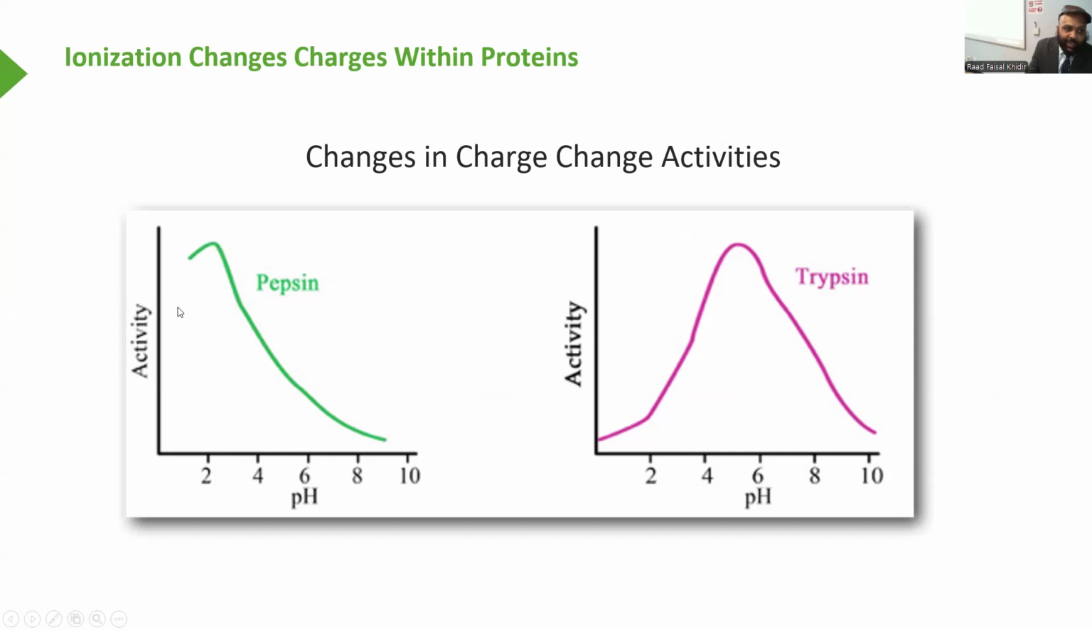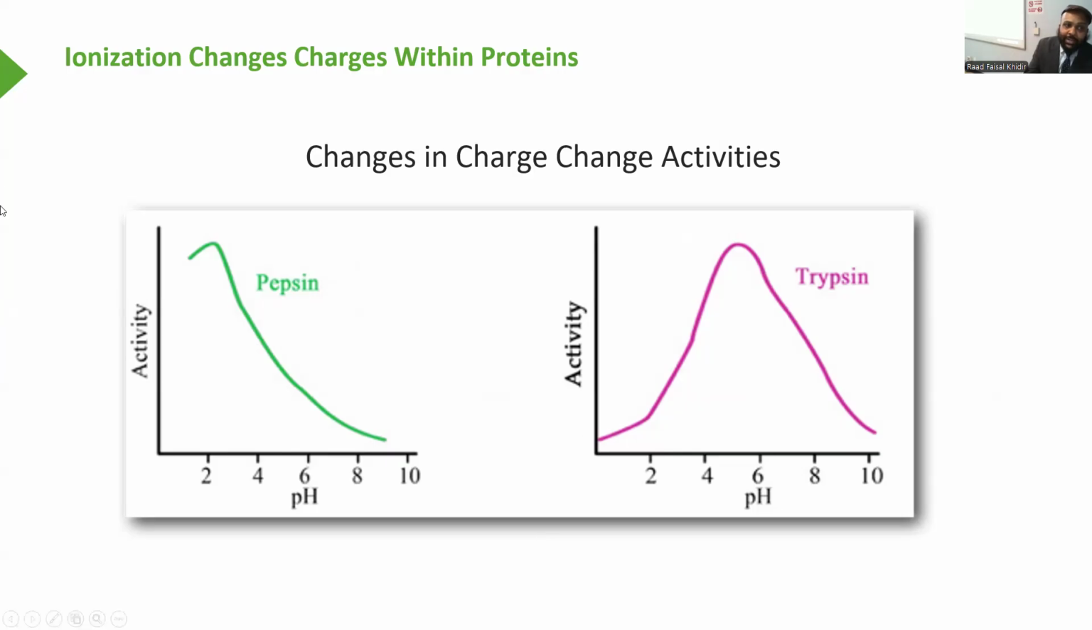So that shows you at pH 2.5 or pH 3, the activity of pepsin. What is pepsin? Pepsin is an enzyme that digests proteins. And trypsin is another enzyme. Pepsin is secreted in your stomach by chief cells. Chief cells secrete pepsin, and parietal cells secrete hydrogen protons, the acid.